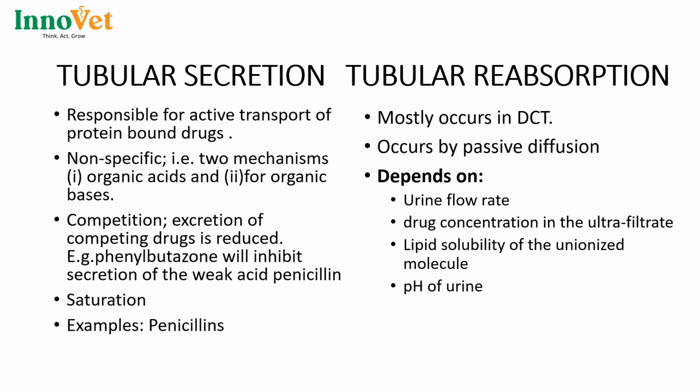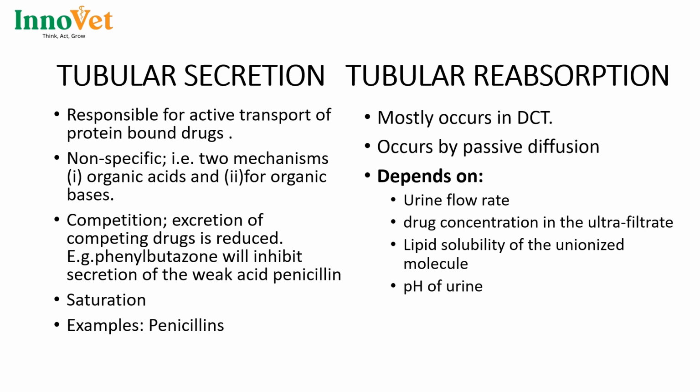Then it also depends on lipid solubility and degree of ionization. For example, since it is a passive process, drugs that are highly lipid soluble freely pass through the cells of the tubules into the peritubular capillaries. Then also ionization. We know that ionized molecules require specific channels for transportation across membranes, but this tubular reabsorption is a passive process, so only unionized molecules will be able to pass through.